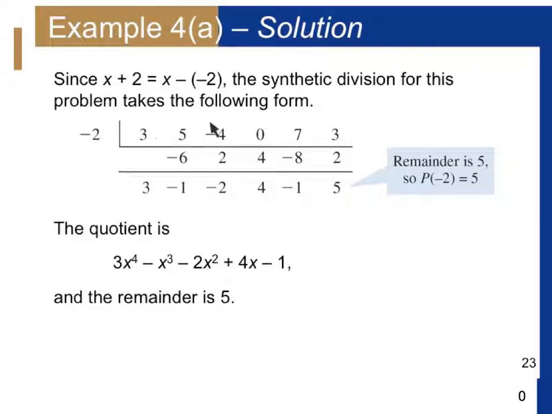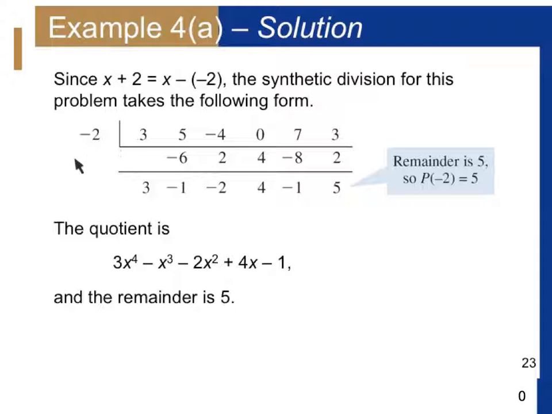When we're dividing by x plus 2, our c is minus 2, because remember it's x minus c. So here's our c, and here are our coefficients, 3 from before: 3, 5, minus 4, 0, 7, 3. Remember there's no x squared term, so we have to put a 0 there for x squared. It's 3x to the fifth plus 5x to the fourth minus 4x cubed plus 0x squared plus 7x plus 3. So that's our coefficients from before.